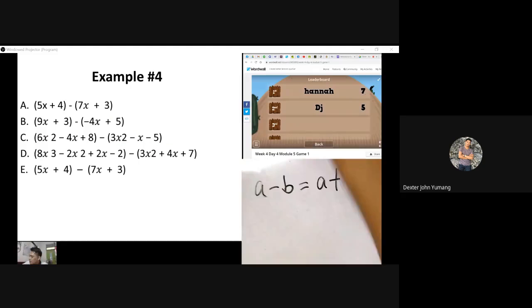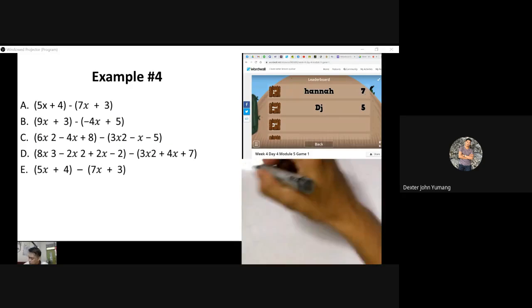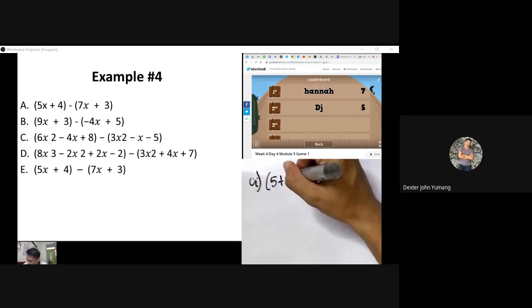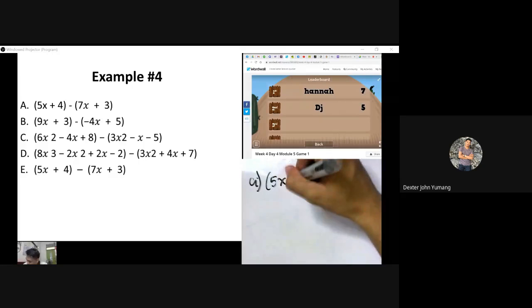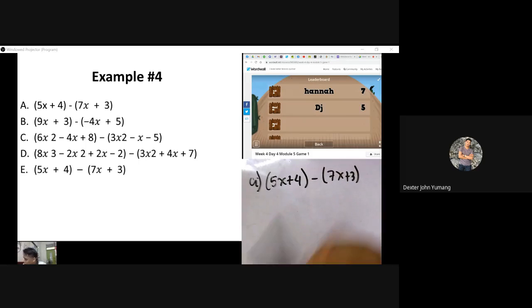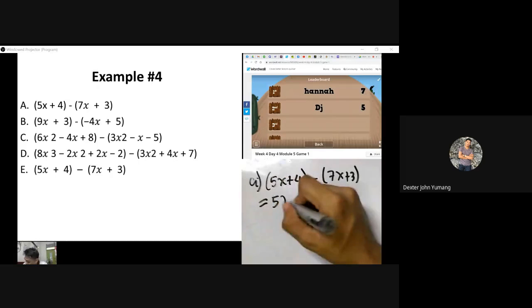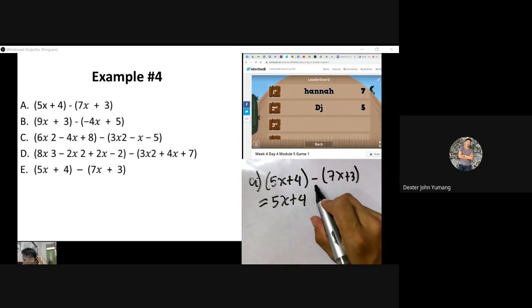Okay, let's proceed to the examples in number 4. In example number 4, we are going to show to you how to solve for 5x plus 4, then subtract it to the group of 7x plus 3. Kapag nagsasubtract po tayo, ganito po ang mangyayari. Kopihin lang po natin yung first group, 5x plus 4. Tapos ito, minus po yung nangyari dyan.